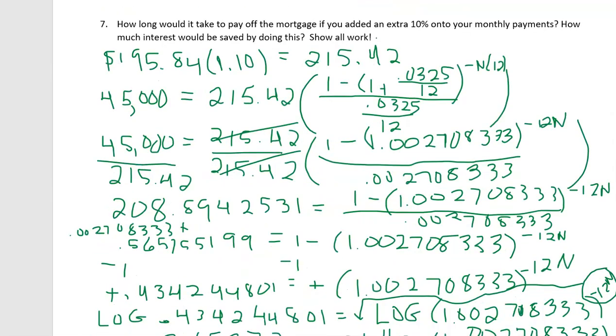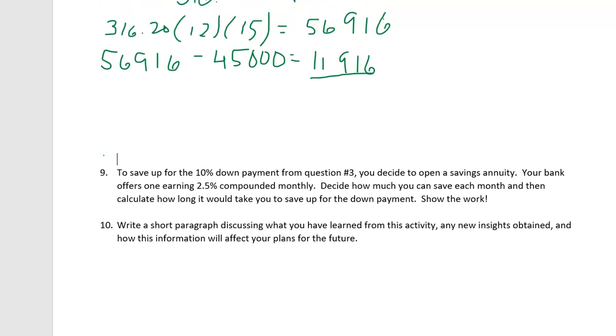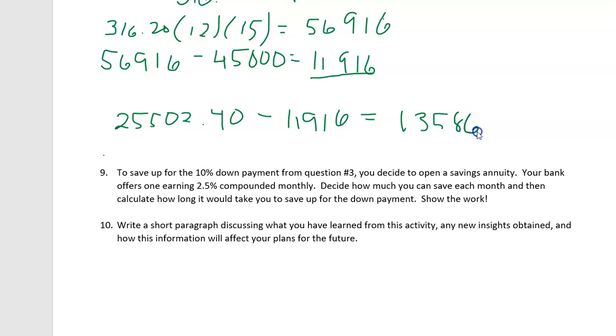All right, so let's go down here, 25,000. So if we subtract 25,502.40 minus, for 15 years, it was $11,916, we would have saved $13,586.40 if we financed for just 15 years.